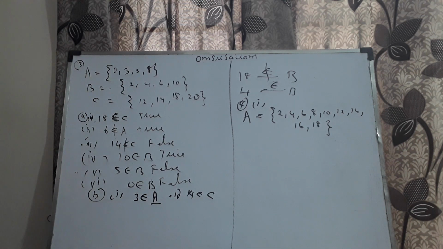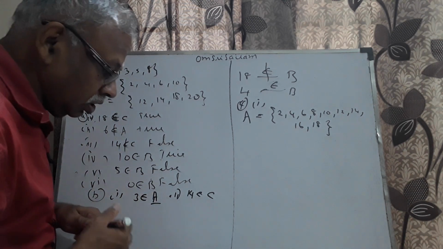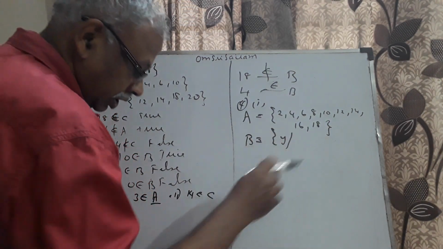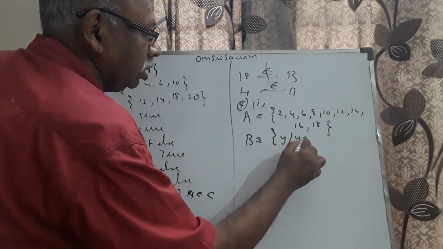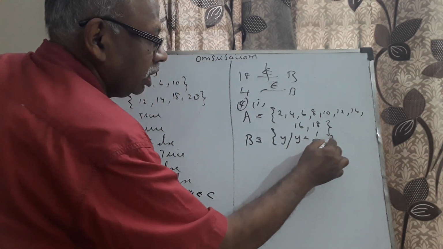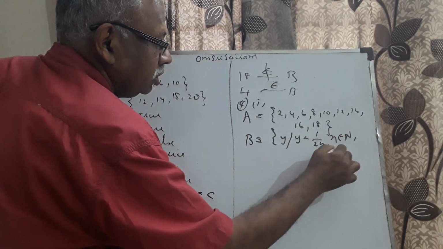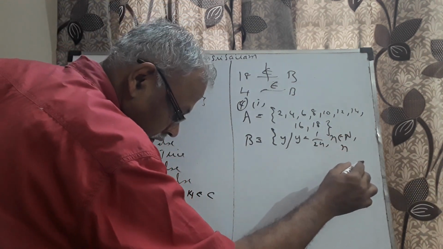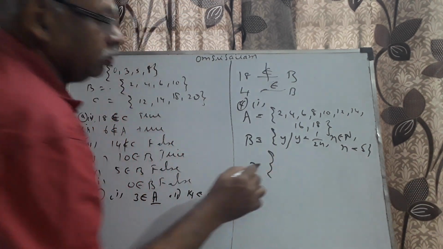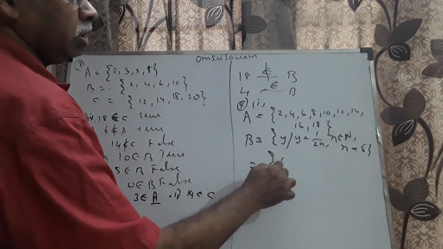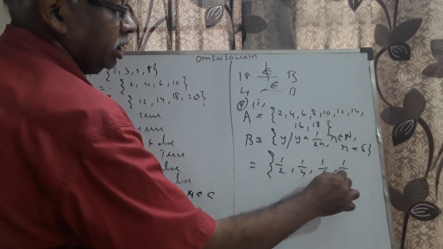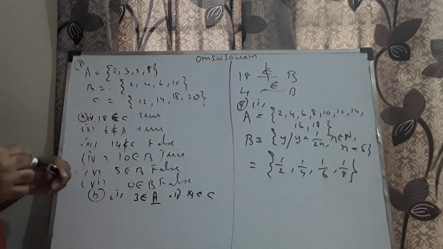Then second one, he says y such that y is equal to 1 by 2n, n an element of natural numbers, and n is less than 5. Let me substitute the various values. When n equals 1, I'll get it to be a half. N equal to 4, it is 1 by 8. These are the things I'm supposed to write down.